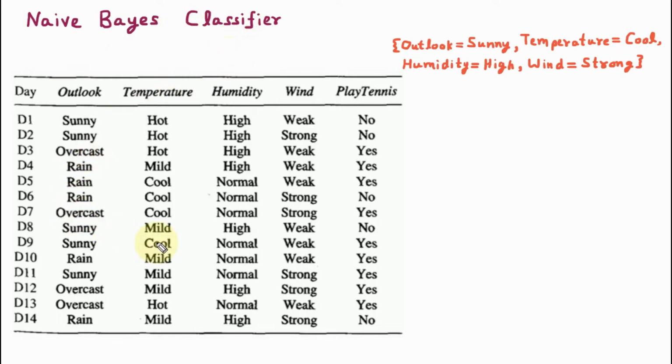Here we have given the dataset in which the first thing is day. So D1, D2 up to D14. So these are the 14 days. Then we have 4 attributes.